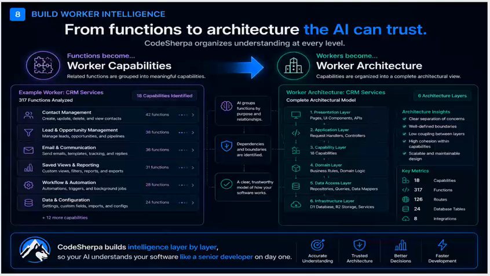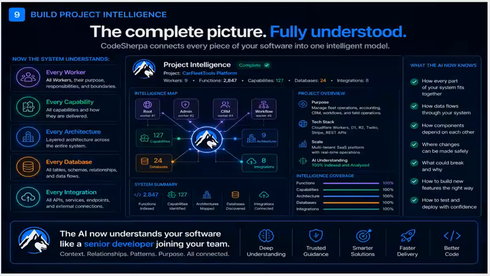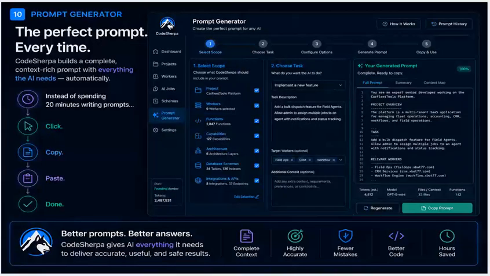After you've done a capability analysis, you do an architecture analysis so that the AI fully understands the structure of your code base. Once it has a complete picture and it fully understands, then you can build the project intelligence layer, which basically takes all of your workers or servers on which you've deployed your code, all of your database schemas, everything that you have built, and wraps it all together in a thorough understanding of your project. At which point you can now begin to use the prompt generator. And this is where the power of CodeSherpa comes in.